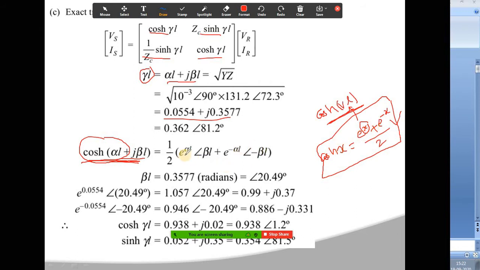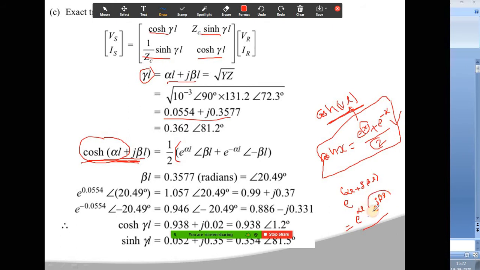So how can you write this? The 1 by 2 you keep aside. Then for the term e power x, you get e power alpha L plus j beta L. This can be written as e power alpha L into e power j beta L. This total e power alpha L plus j beta L can be written like this.